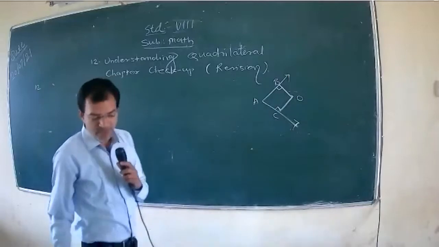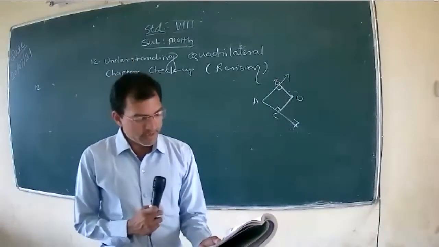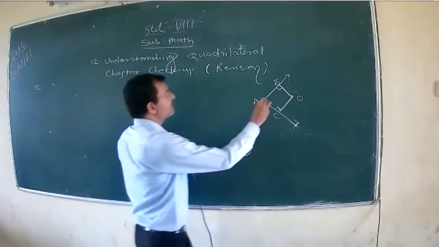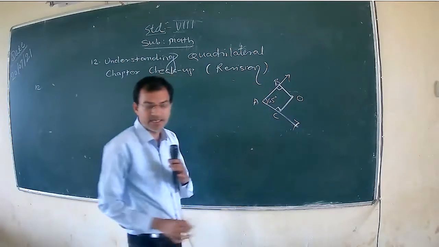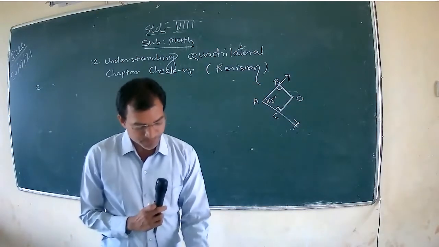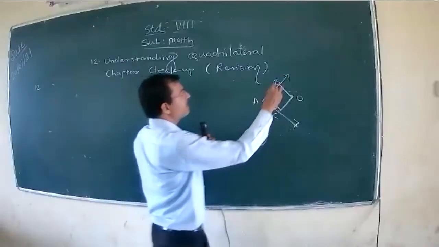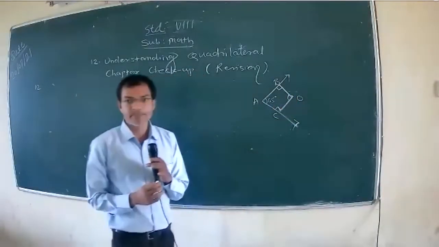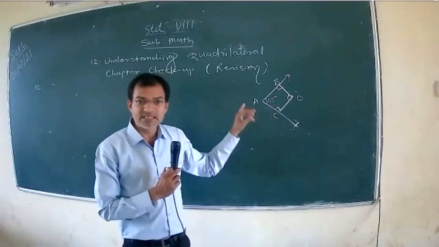Again, what is given here? Angle A is equal to 65 degree. This is 65 degree, this is 90 degree, this is 90 degree. Now, what is the question here? You have to find angle BOC. BOC means you have to find this angle. Very easy question, this is a very simple question.